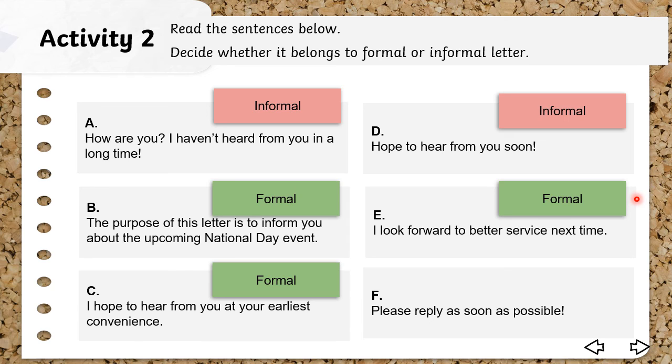And then the last one, F, please reply as soon as possible. Okay, please reply as soon as possible. Reply to me soon. It ends with exclamation mark. Okay, usually when you use a lot of exclamation marks, a lot of emotion in your letter, it means that it is an informal letter.